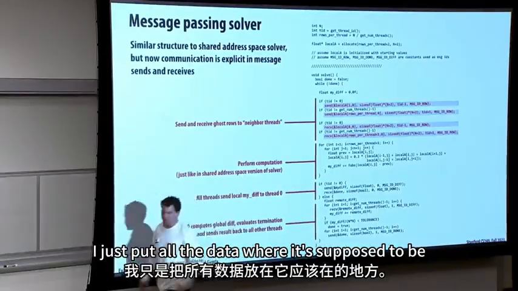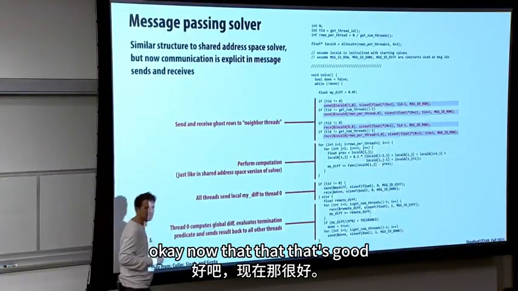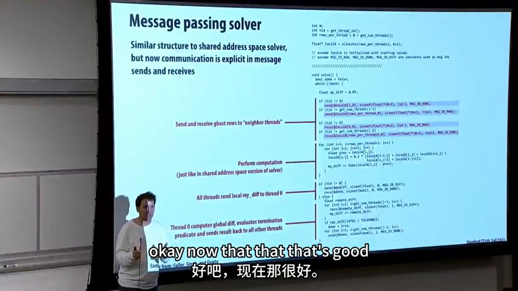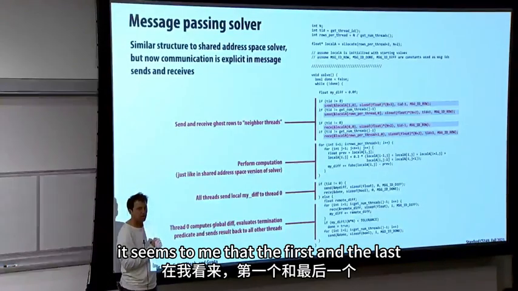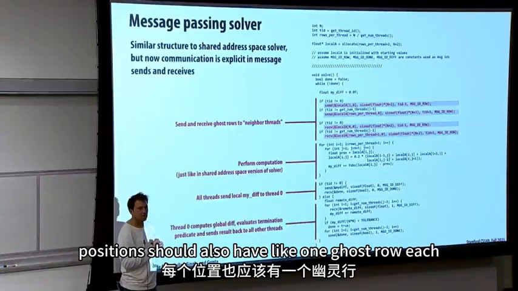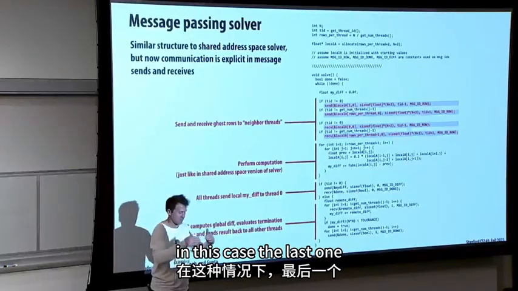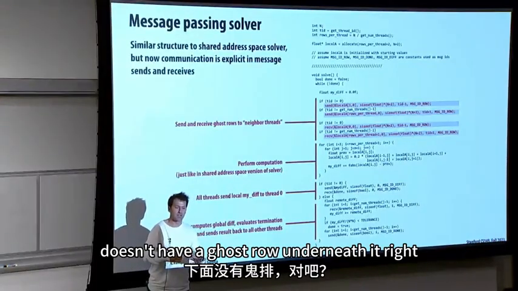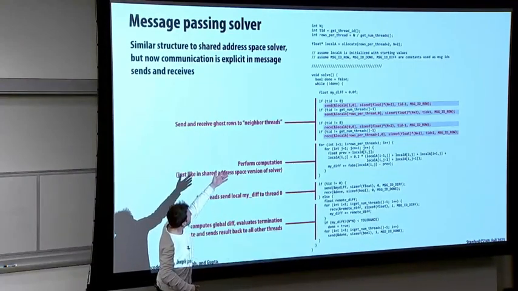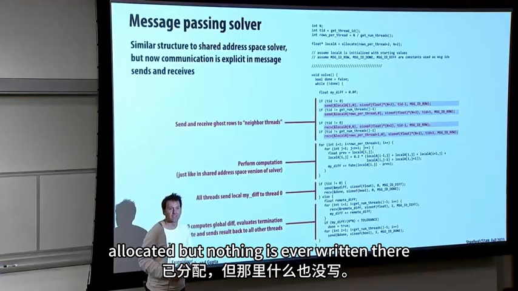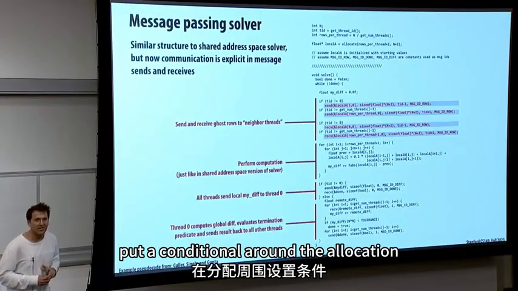At that point, I just put all the data where it's supposed to be, so my code is simple. Okay. Now that's good? Yes? Well, it seems to me that the first and the last traditions should also have one ghost row each. They should. They all allocate the same. In this case, the last one doesn't have a ghost row underneath it, right? And so that data is allocated, but nothing is ever written there. Okay, so it's just to keep the code simple. I didn't want to put a conditional around the allocation.